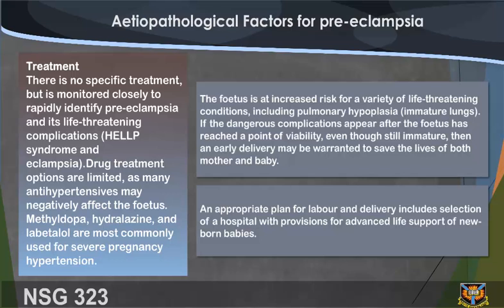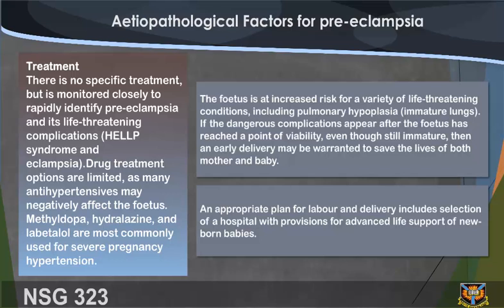Treatment. There is no specific treatment, but the patient is monitored closely to rapidly identify preeclampsia and its life-threatening complications, HELLP syndrome and eclampsia. Drug treatment options are limited, as many antihypertensives may negatively affect the fetus. Methyldopa, hydralazine, and labetalol are most commonly used for severe pregnancy hypertension.